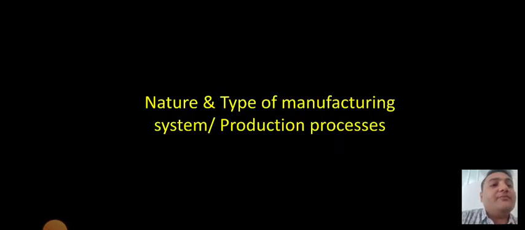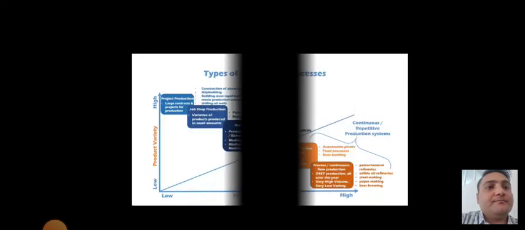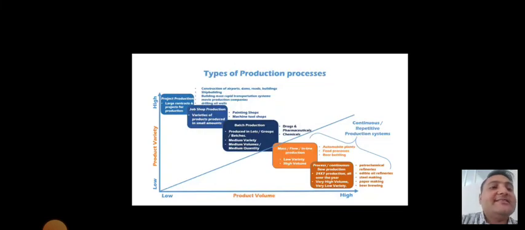Nature and type of manufacturing system. There are different types of manufacturing system based on the product variety and the volume of the product. So first one is job shop type. Another one is batch production type. The third one is mass production type, and the fourth one is continuous production type. Let's discuss it in detail.